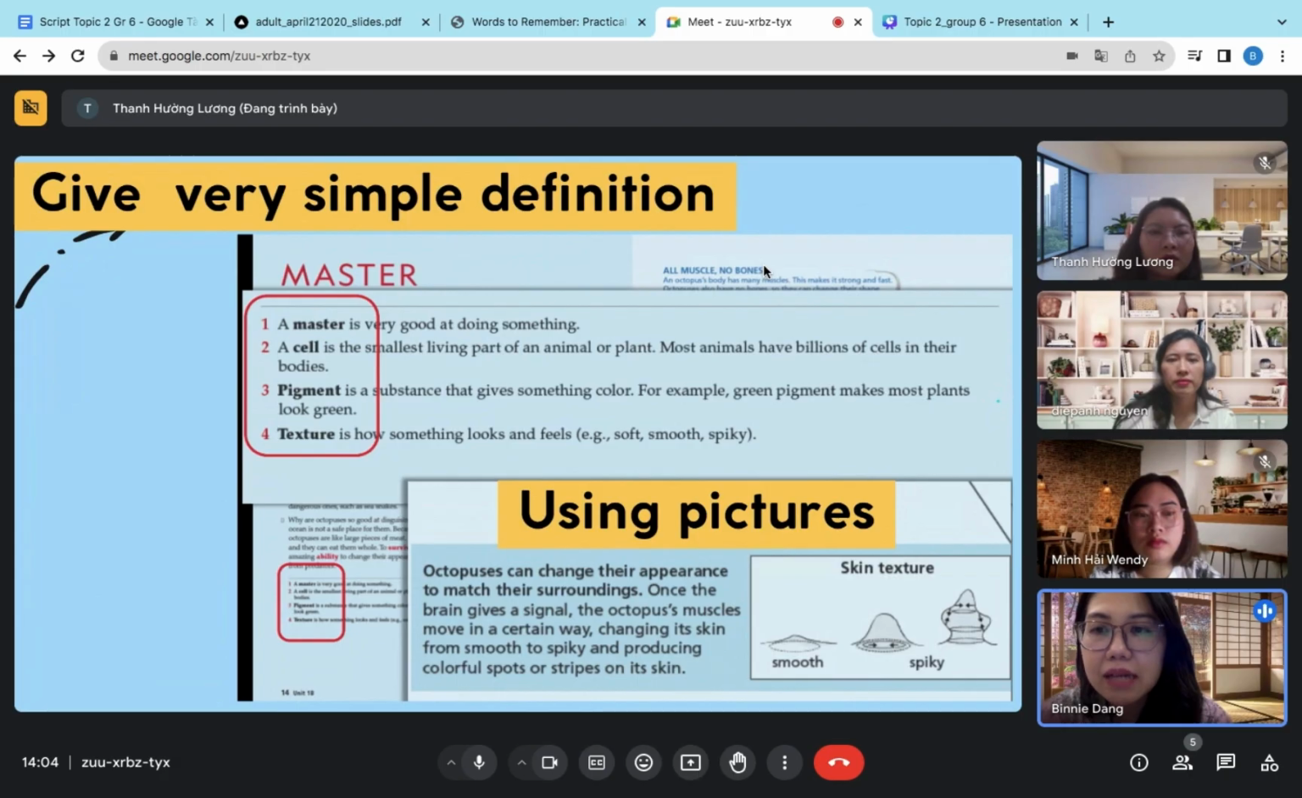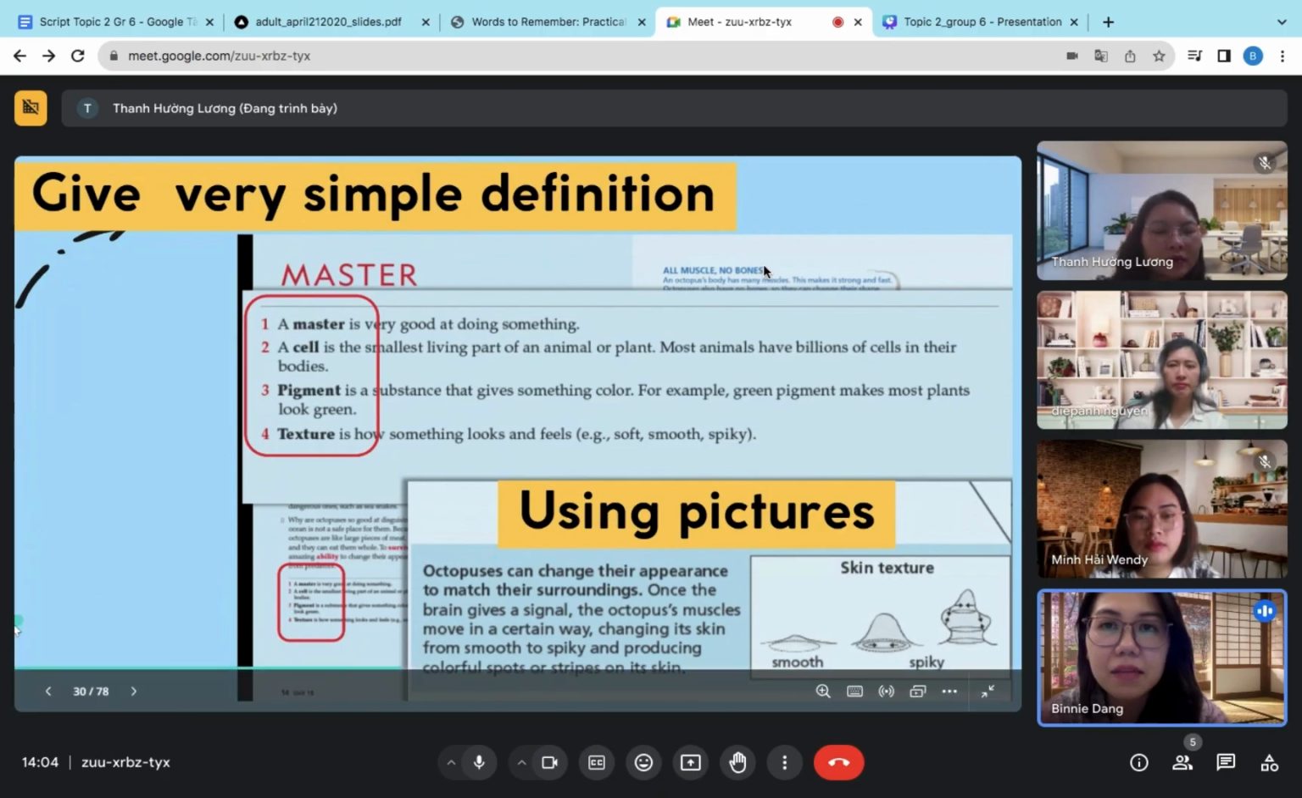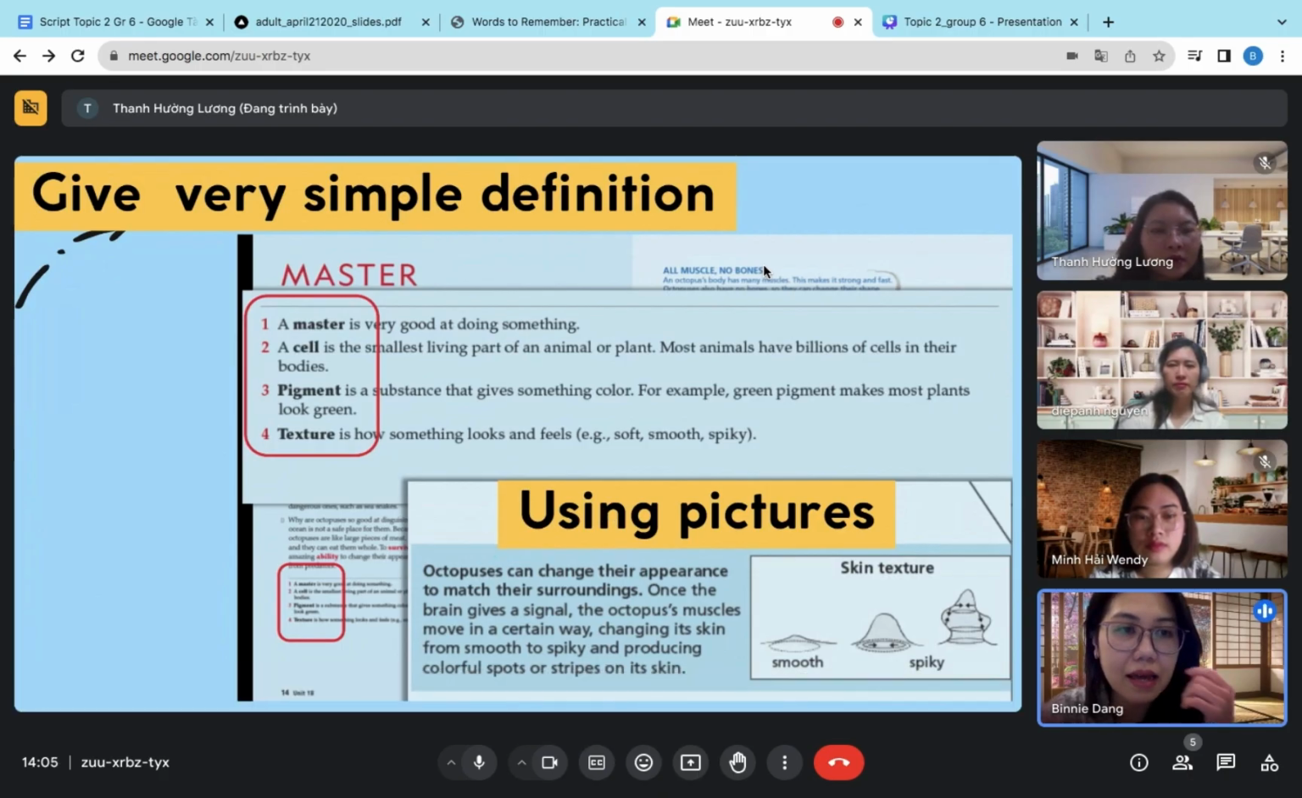In addition, we can simplify the words by giving very simple definitions, as you can see on the screen. For example, master, you can see we give here a simpler definition, like a master is very good at doing something. We just explain the word in a simpler way to the students so that they can understand. And also we can give some examples.